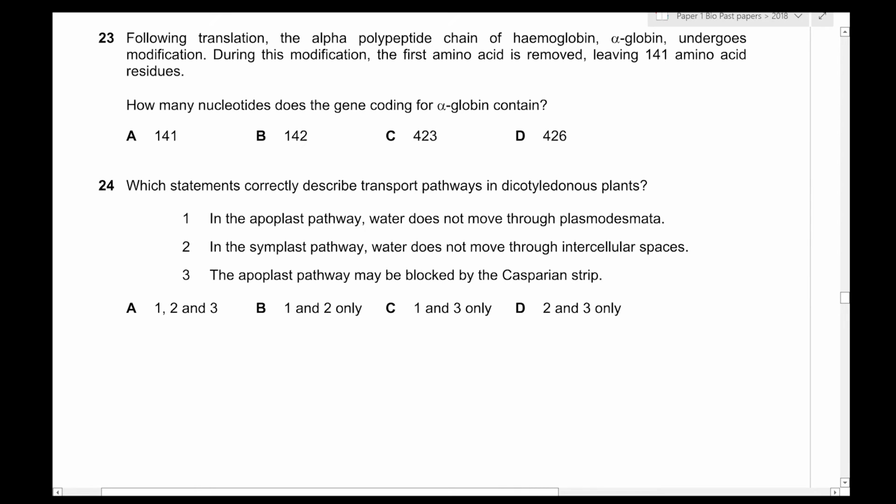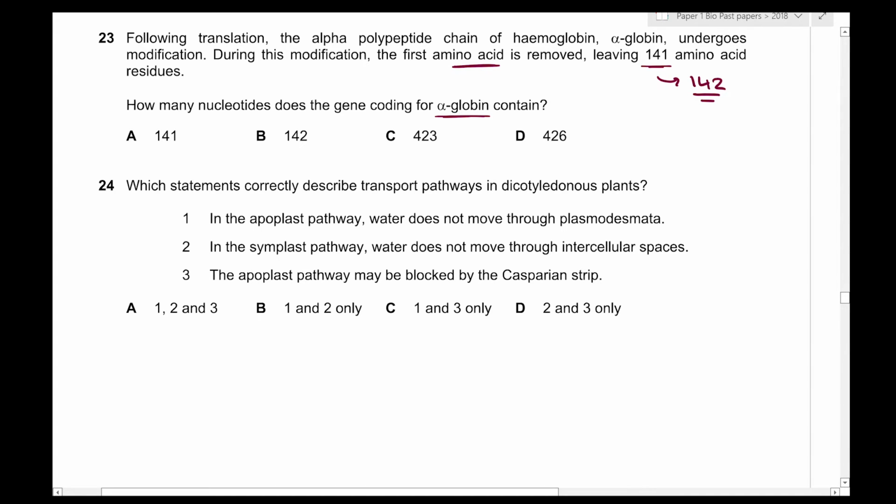Question number 23. Following translation, the alpha polypeptide chain of hemoglobin, alpha globin, undergoes modification. During this modification, the first amino acid is removed, leaving 141 amino acid residues. How many nucleotides does the gene coding for alpha globin contain? First of all, we have to find the total number of amino acids before the modification to be able to find how many nucleotides. Now here it says the first amino acid is removed. So the total amino acids originally were 142.